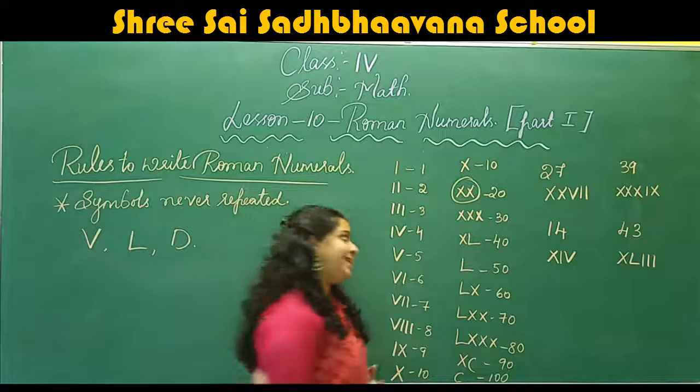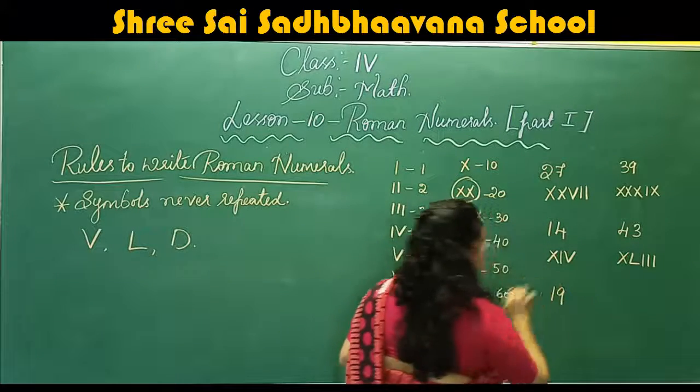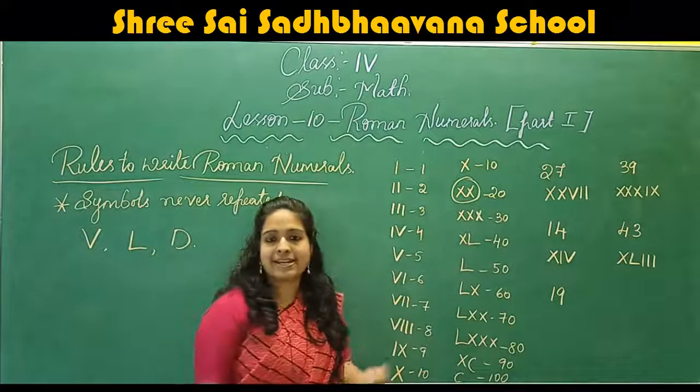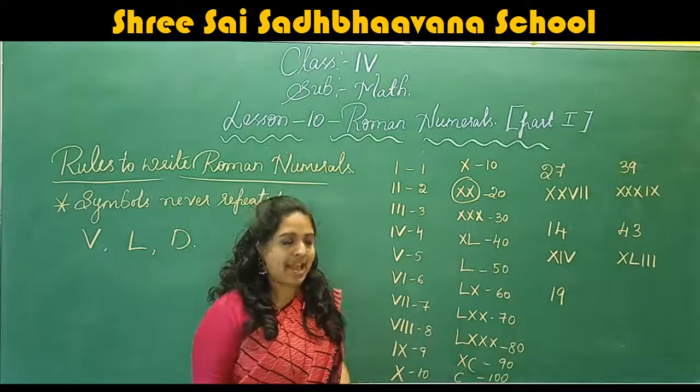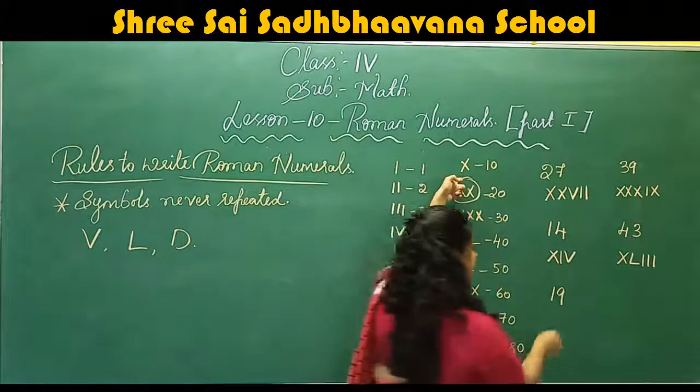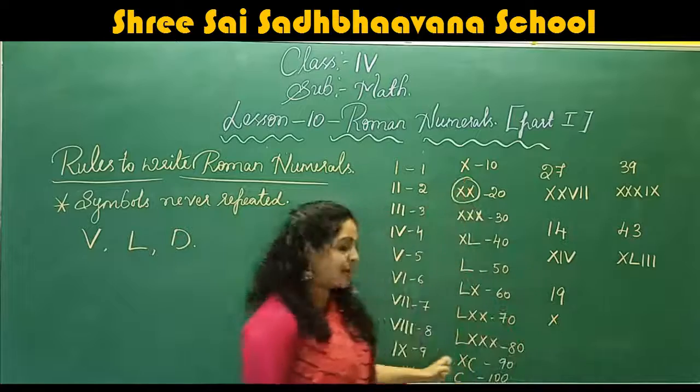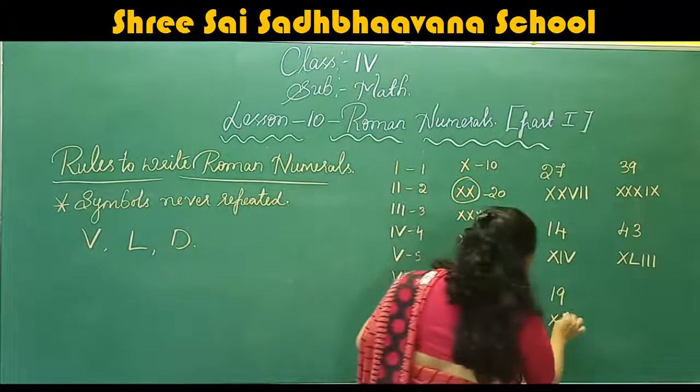I want to write 19. 19. How can I write? Split the number. 10 plus 9. So 10 comes here. X. 9. How to write 9? IX.